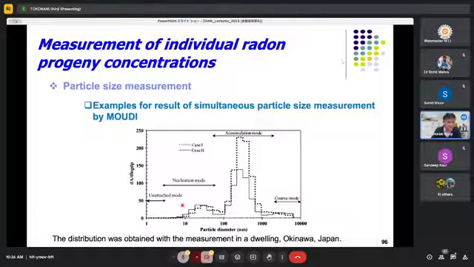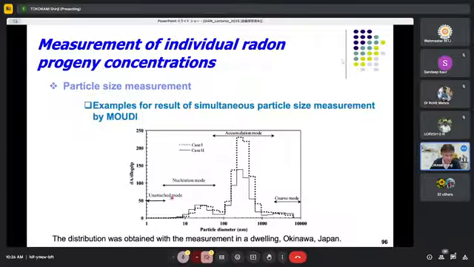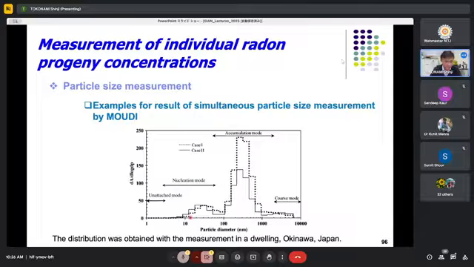I will show you another result of simultaneous particle size measurement by MOUDI. This distribution was obtained with a measurement in a dwelling, Okinawa, Japan. You see, there was no unattached mode, but we could find nucleation mode particles, also accumulation mode particles, and also we found the coarse mode particles.